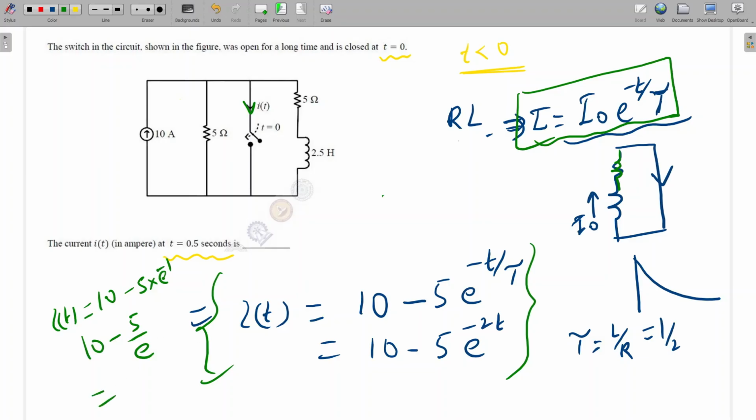Anyone can calculate: 10 minus 5 divided by e. It will be 8.16 amps. This is also a previous year GATE question, a 2 marks question. So see, if you have done enough practice, you can solve this kind of 2 marks question within 1 minute, maximum 1 minute. You just have to see the logic, how it is working.